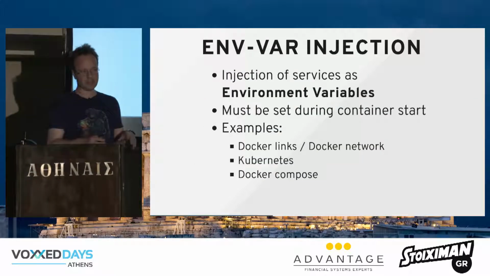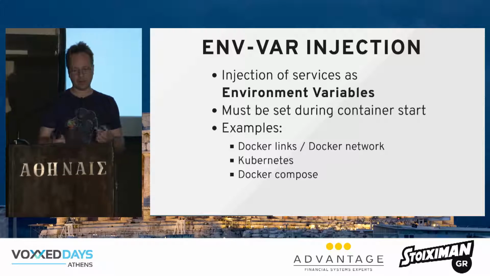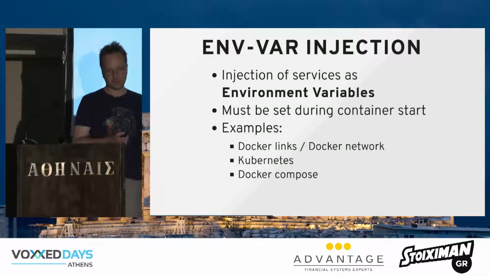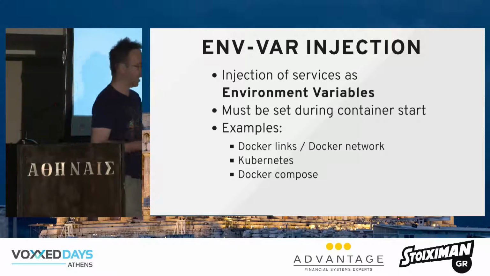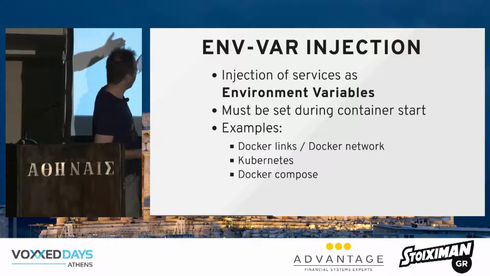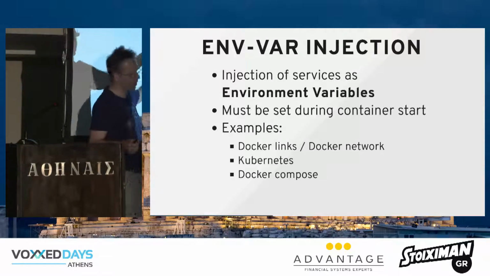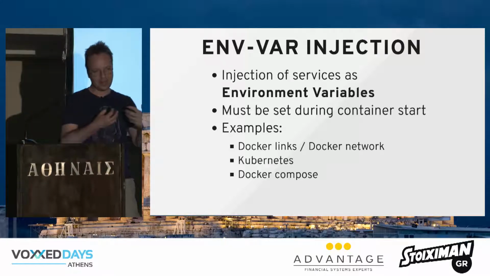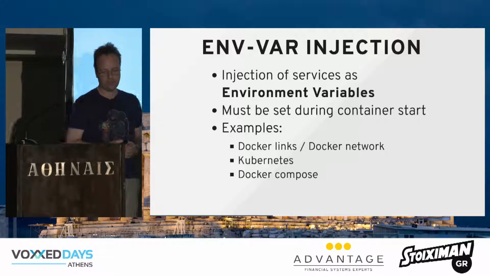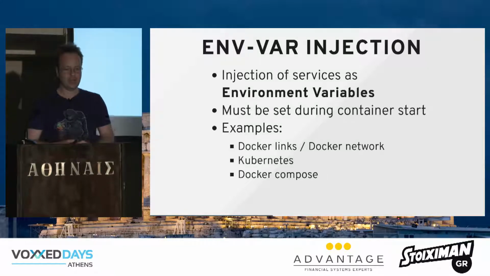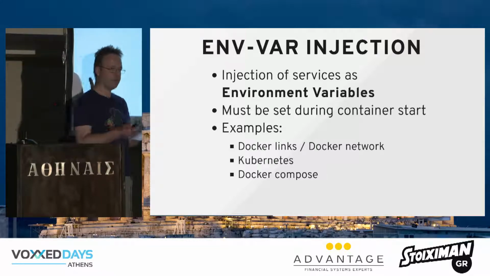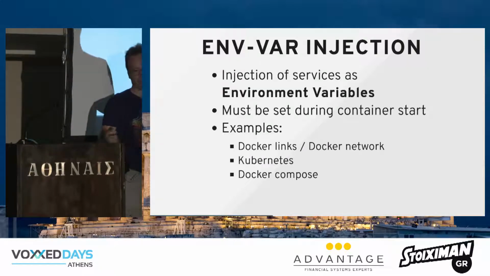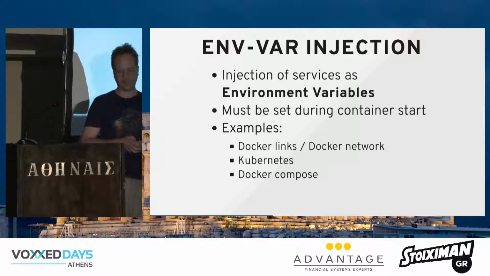One is, again, this thing with environment variables where you inject services via environment variables. Again, they must be set during startup. An example for this environment variable injection pattern is Docker links and Docker network. This means if you start up your containers and you link them together, as I did with this Tomcat stuff in the previous example, then certain environment variables are already set by Docker. And you can easily benefit from them by simply evaluating them in your application.